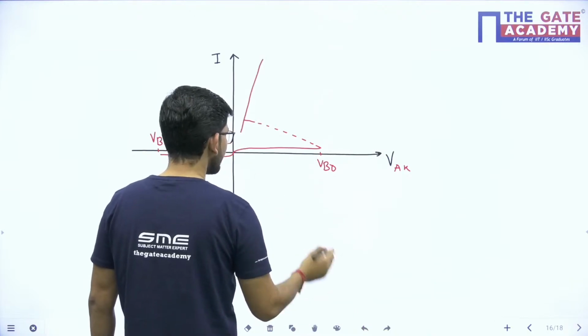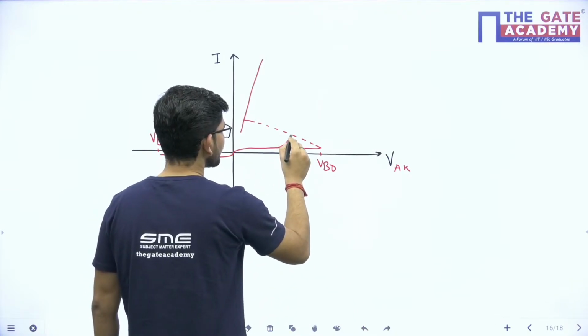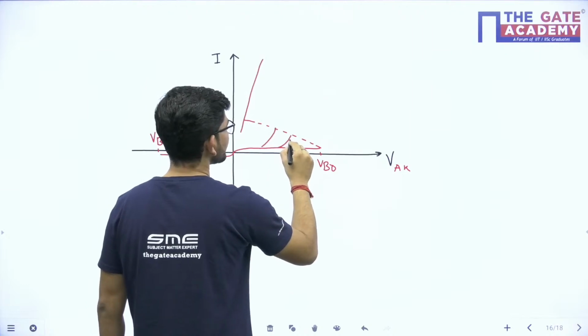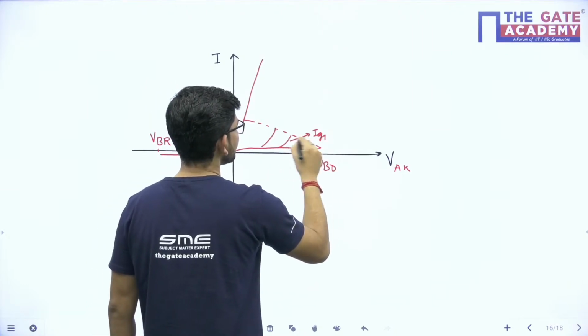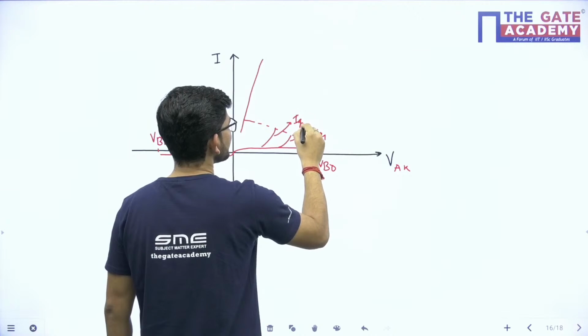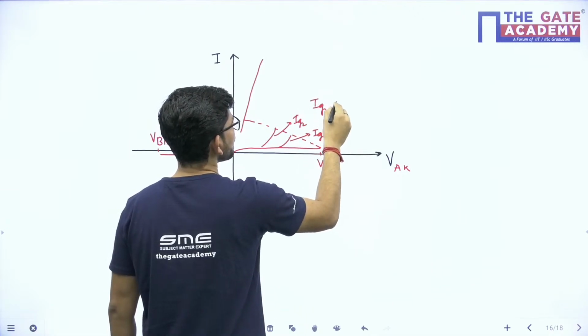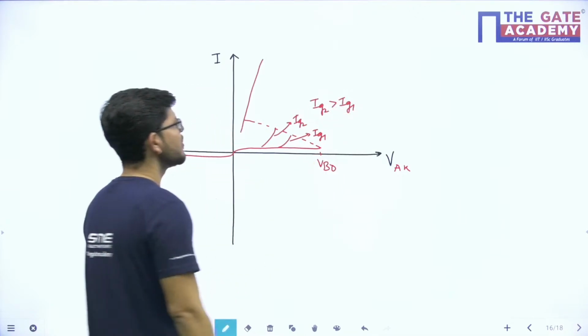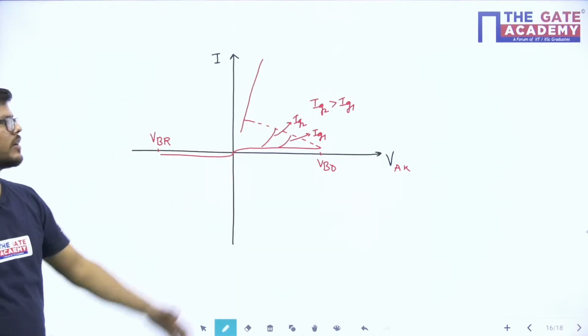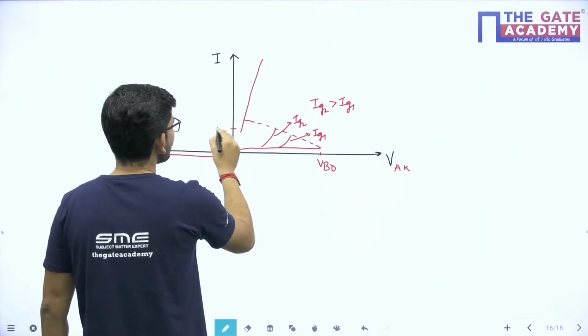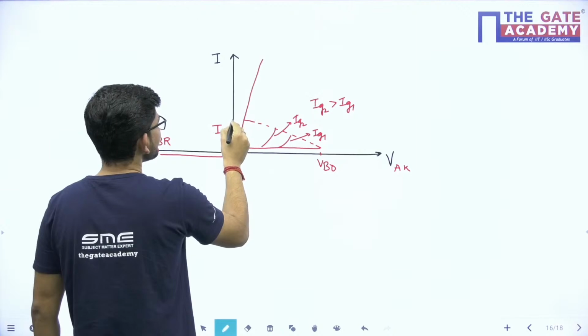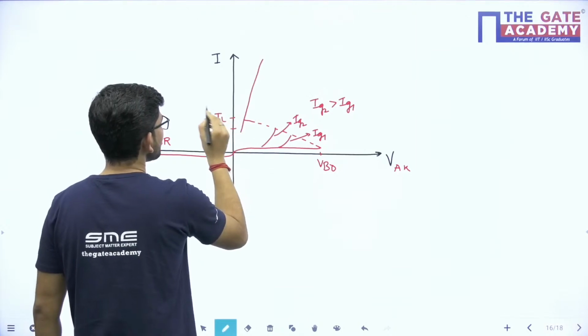And then the device will turn on. So this is the application of gate pulses. Suppose this is gate pulse IG1, this is gate pulse IG2. If you apply a higher amount of gate pulses, the device will turn on quickly. This particular current is known as the holding current, and this particular current is known as the latching current.